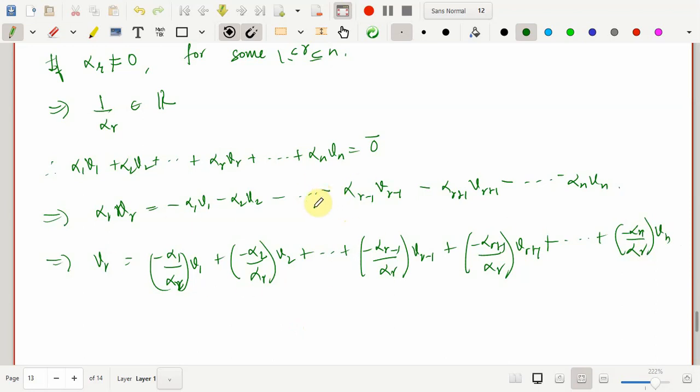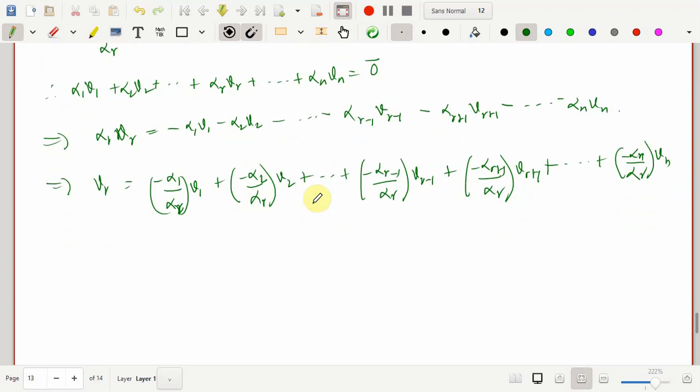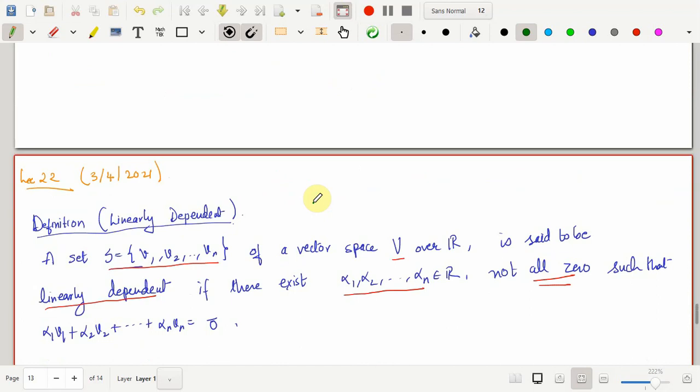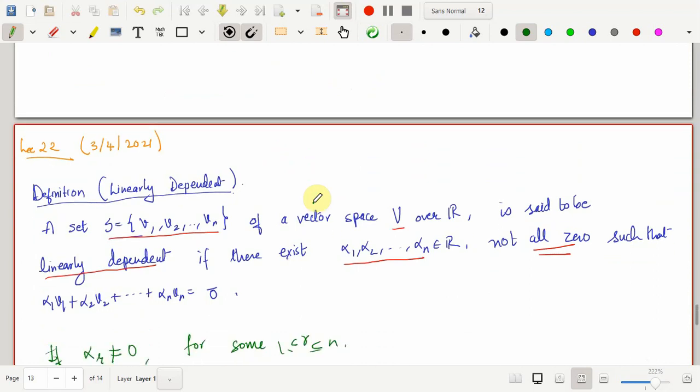If the set consisting of the vectors v1, v2, ..., vn is linearly dependent, then one vector can be expressed as a linear combination of the remaining n minus 1 vectors. Okay. So the complementary terminology of linearly dependent is, as expected, linearly independent.